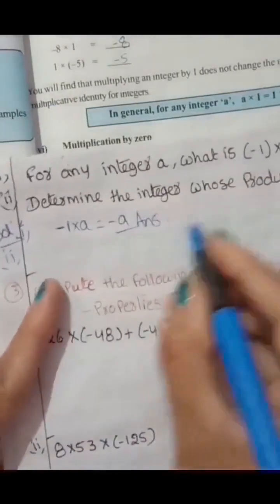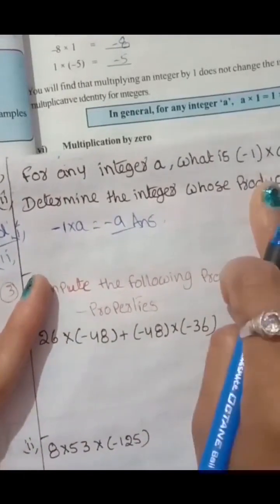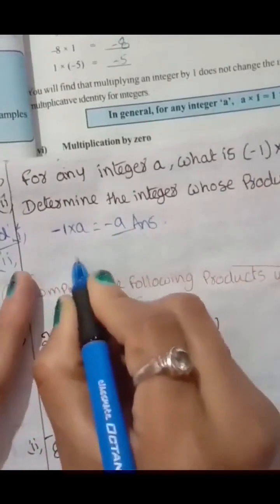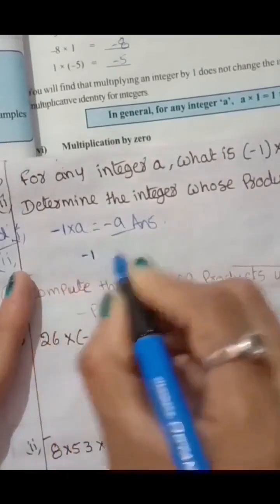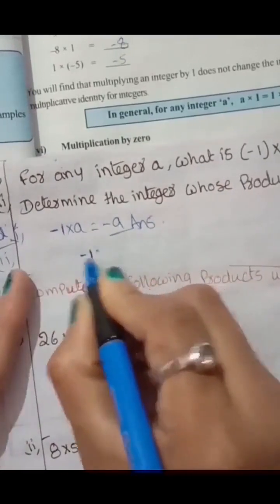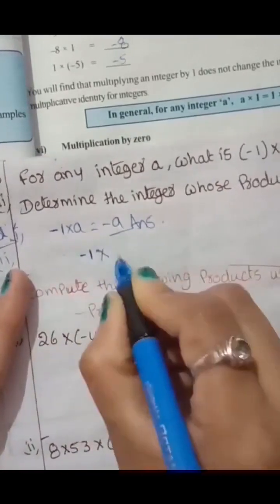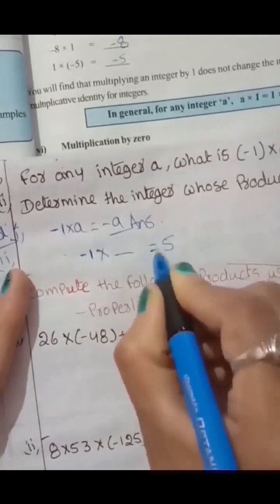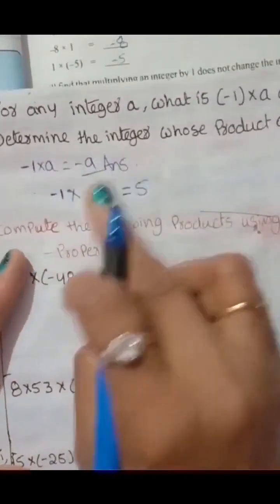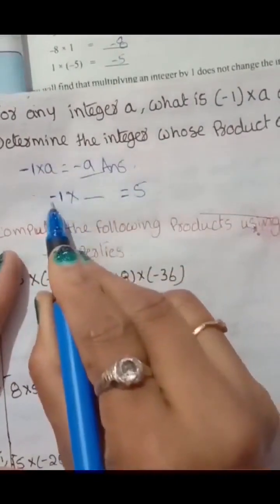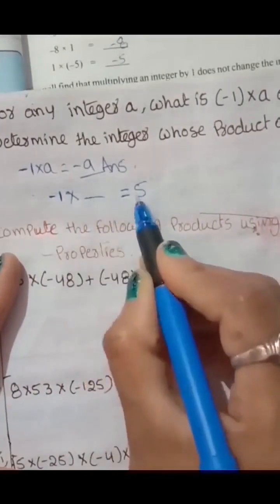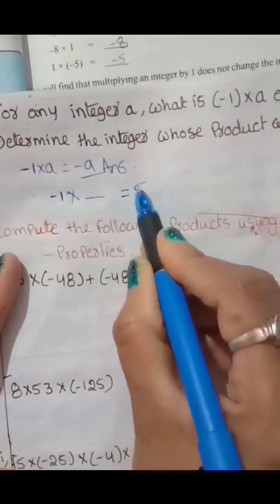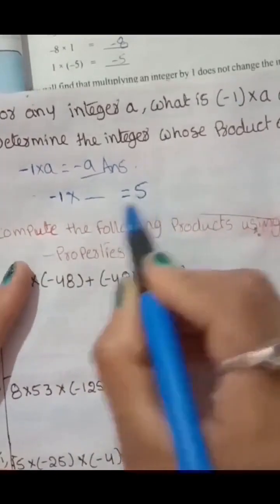Do you understand, Gagan? Determine the other integer. One integer is already given, that is minus 1. Which one is the other one? The other integer, multiplied, we get 5 only. One integer is minus, so the other integer is also minus. Why? Because here the answer is a positive integer.